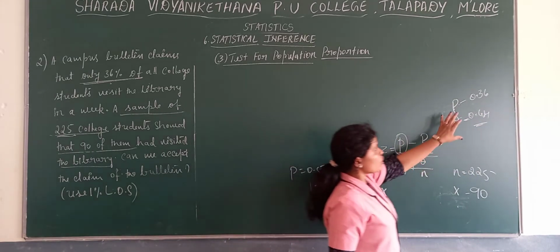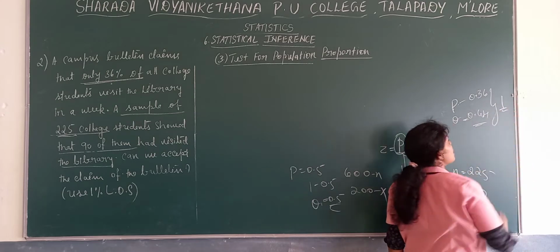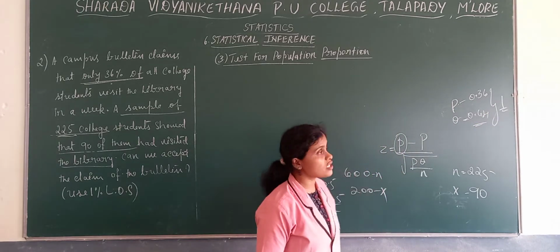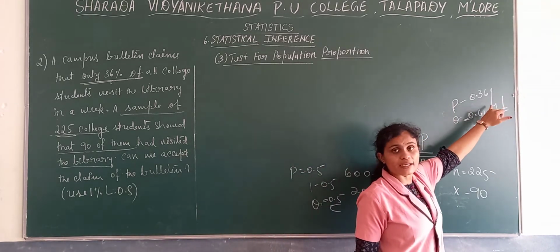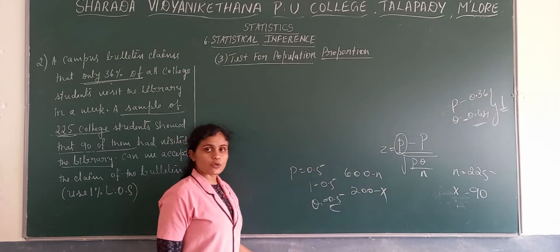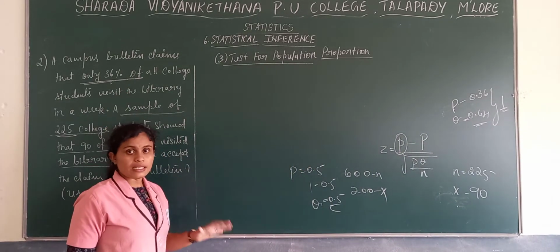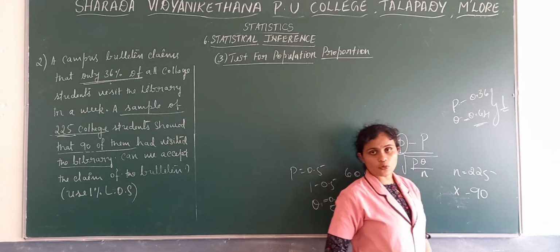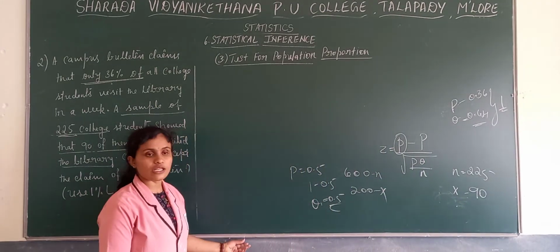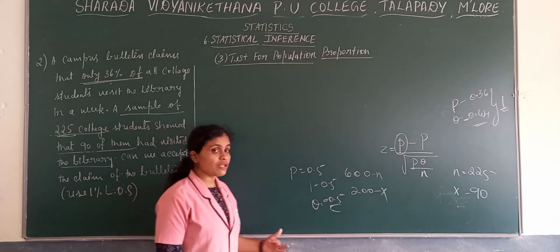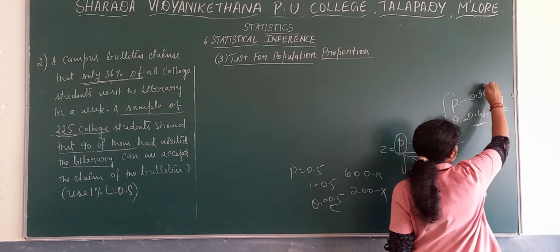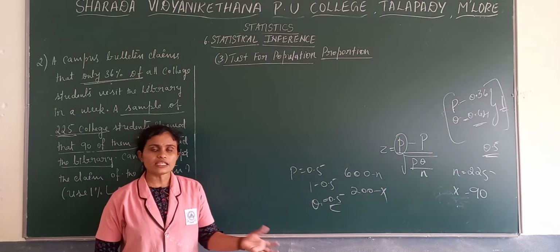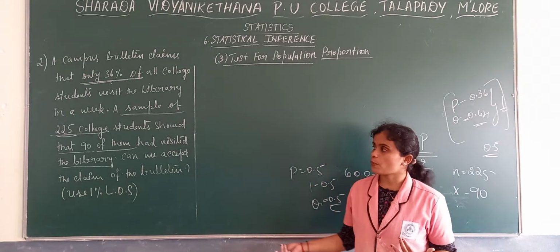So now altogether the proportion is 1. They have given 0.36, that is 36, in percentage. If you convert into proportion, 36 by 100, 0.36 proportion of the students visit the library in a week. And what proportion are not visiting? 0.64, that is q, the proportion not visiting the library. In the previous problem we took this as 0.5 because they used the word equally. Equally means 0.5 tea and 0.5 coffee.